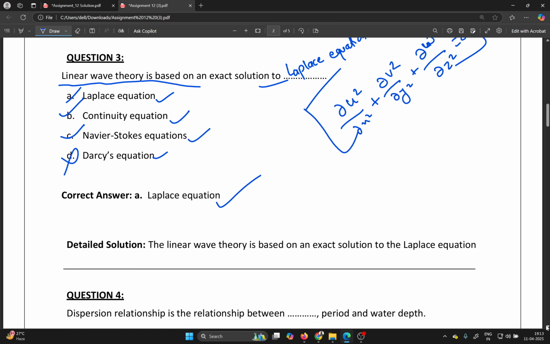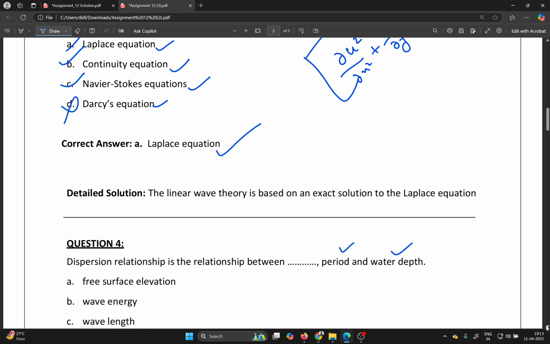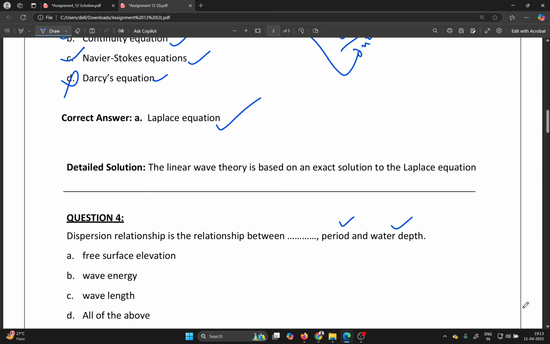Dispersion relationship is the relationship between, here you need to fill in the blanks, period and water depth. Dispersion relationship is the relationship between period and water depth. So here you need to fill the blank. Let me show you the options: free surface elevation, wave energy, wavelength, all of the above.